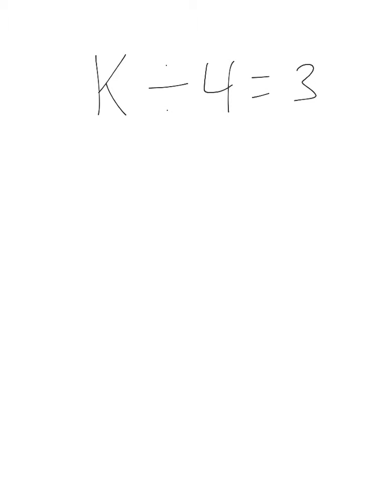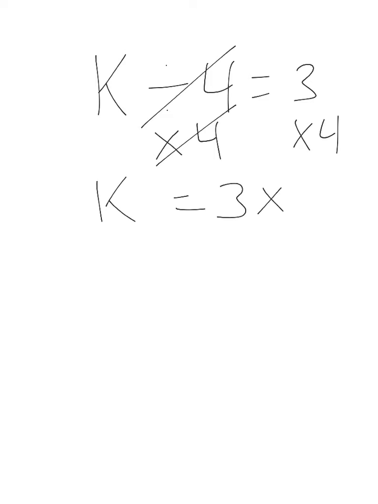The opposite of divided by 4 is times 4. What I do to this side of the equation, I have to do to that side of the equation. These cancel out. K equals 3 times 4. K equals 12. Our second example, a little bit trickier, but not much.